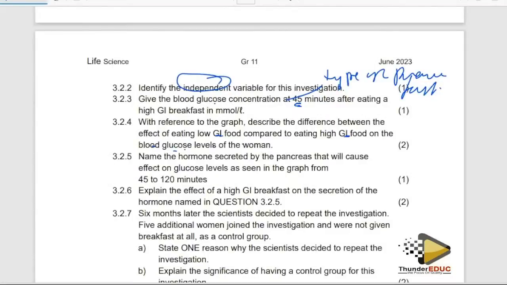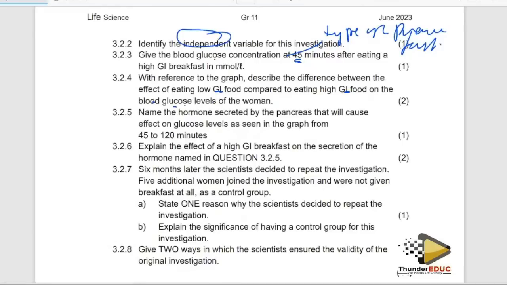Name the hormone that's secreted by the pancreas that will cause the effect on glucose level as seen in the graph from 45 minutes, what causes the glucose to drop. It's basically the hormone called insulin. Yeah, when I was predicting, yes, I told you they love this question because it is grade 12 work.